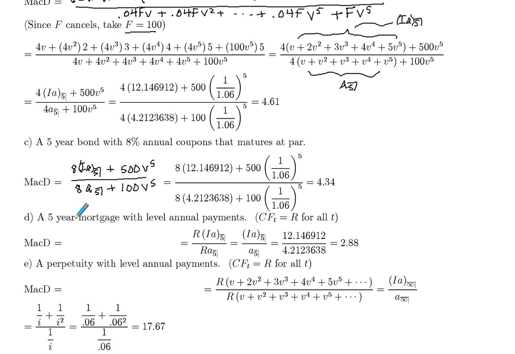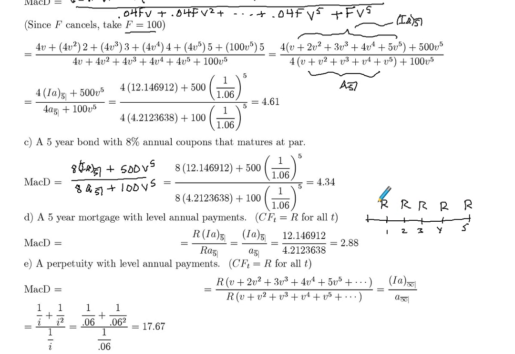What about a 5-year mortgage with level annual payments? So in this case, all of our cash flows are the same, for all values of t. We've got constant cash flows at times 1, 2, 3, 4, and 5. So instead of a coupon payment of F times little r, we've just got cash flows of R at all those times.